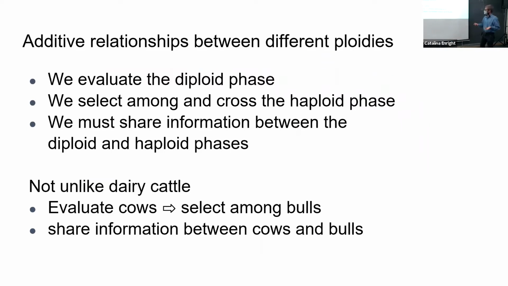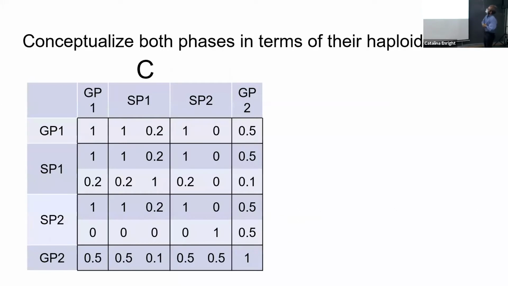It's not unlike what happens in dairy cattle. Folks evaluate cows, what's their milk yield, but most of the selection in dairy cattle happens on bulls. You can't measure milk yield on a bull. And so you need to be able to share information between cows and bulls. We need to be able to share information between diploids and haploids. So how do you do that? Nice little bit of quantitative genetics here.